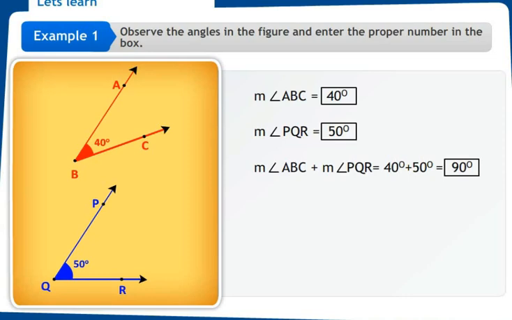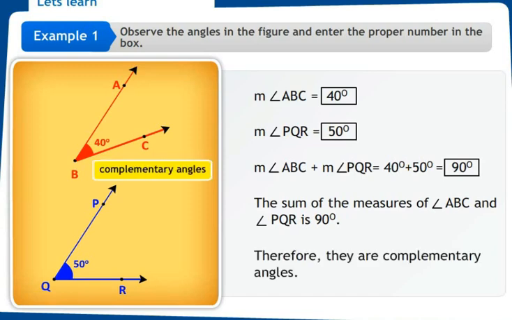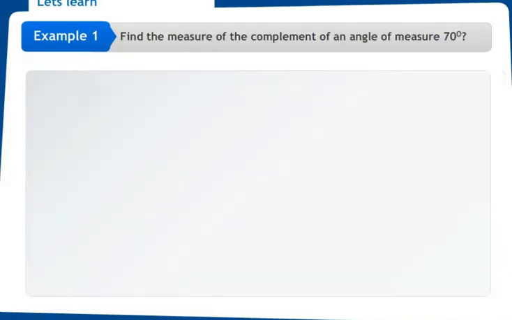This means that these two angles are complementary angles. See, the sum of the measures of angle ABC and angle PQR is 90. So they are said to be complementary angles. That means when two angles are added and after addition you get the answer as 90, it is a complementary angle. Another example we are going to study.